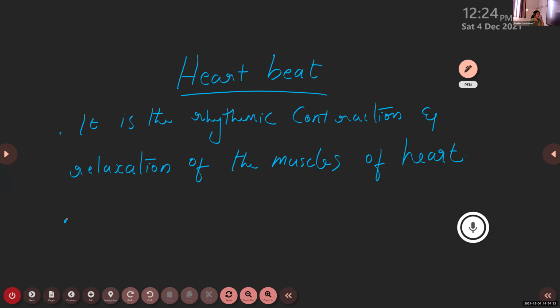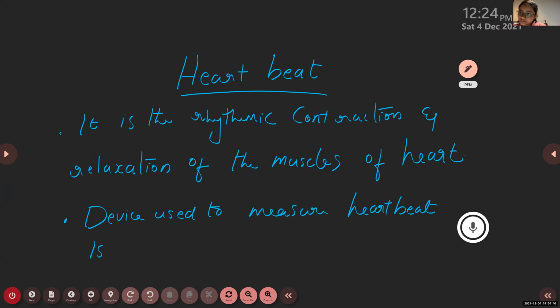Do you know any device to measure this heartbeat? Yes, ma'am, stethoscope. The device used to measure heartbeat is known as stethoscope.